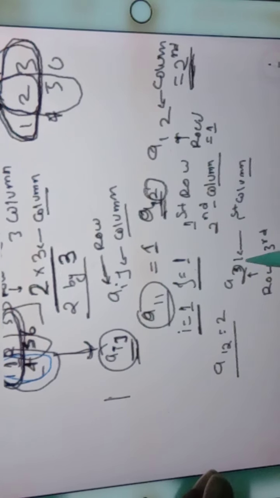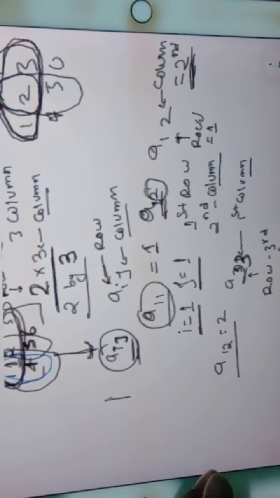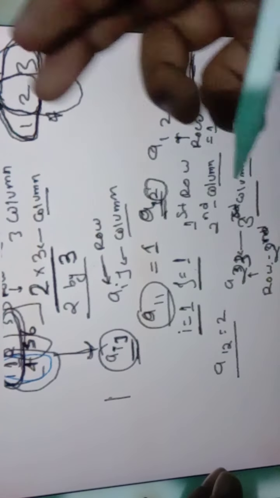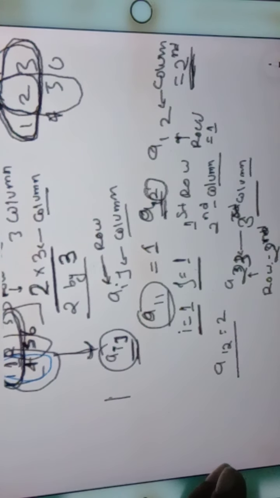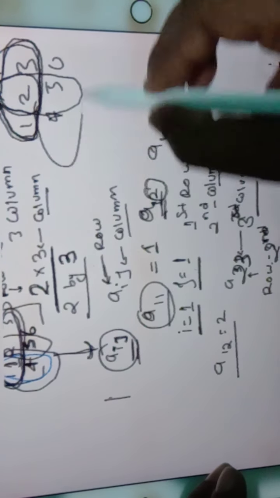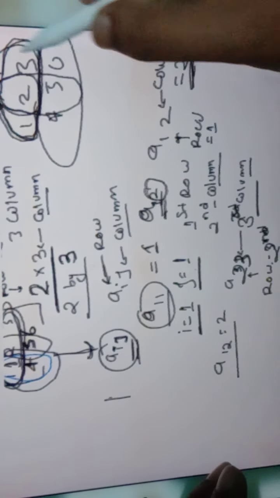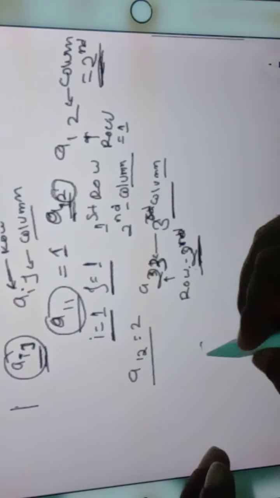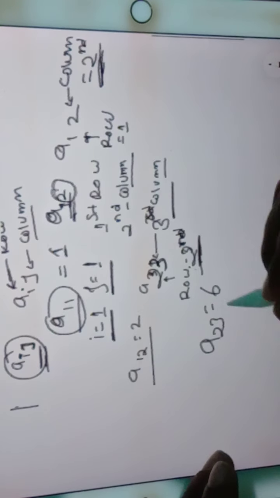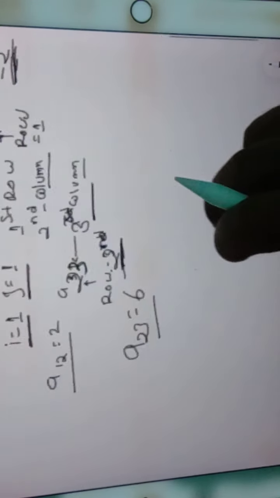Let's take another example, A23. Row second and third column. Because there are only 2 rows, there is no A32 like that, because we have only talked about 2 rows and 3 columns. For A23, in the second row we have to go like this, and the third column like this. Then this element 6 will come in both cases, so A23 is equal to 6. Okay, now clear.